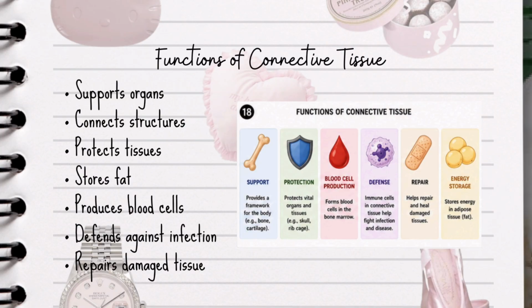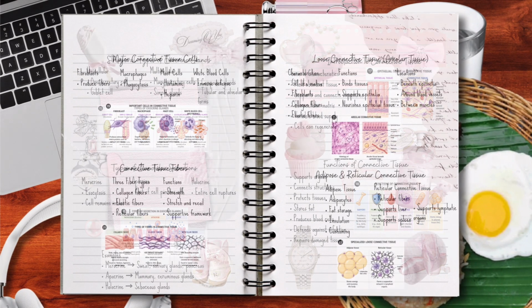Some connective tissues, particularly bone marrow, are responsible for producing blood cells, while others contain immune cells that help defend the body against bacteria, viruses, and other harmful microorganisms. Another important function is repair. Whenever tissues are injured, connective tissue plays a major role in the healing process. To perform all of these functions, connective tissue contains several specialized cell types, each with its own role.